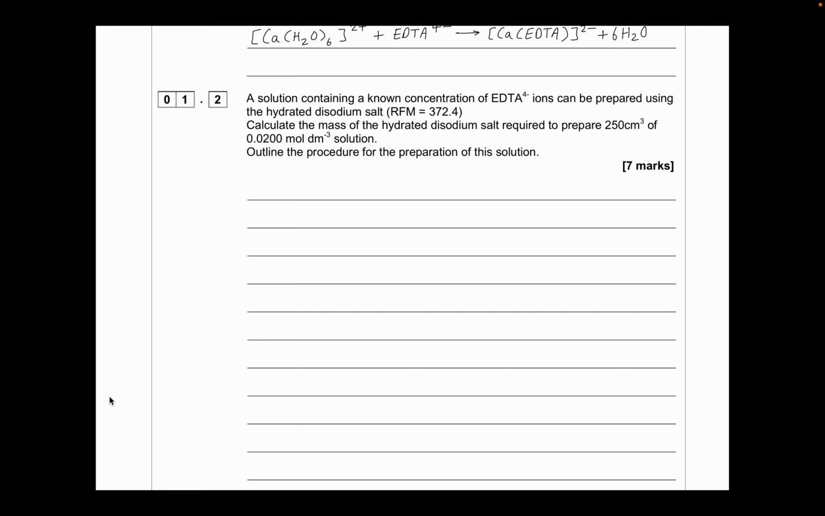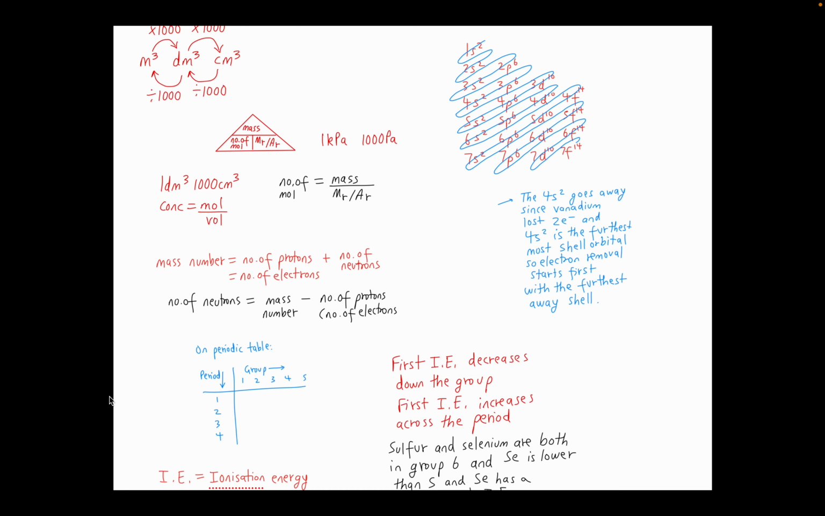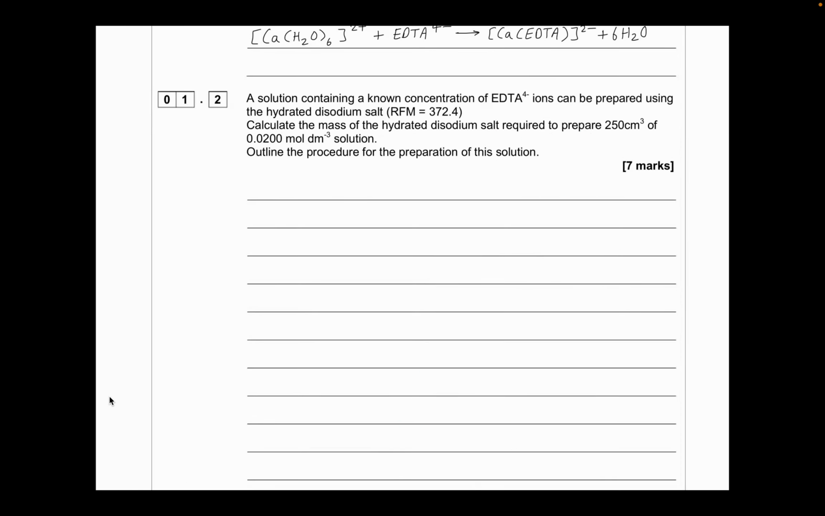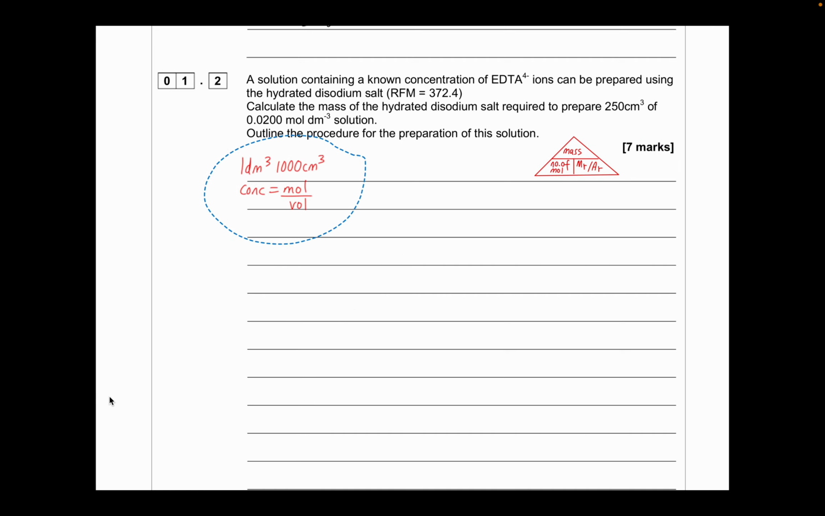we know some of the formulas for this. We're given the concentration and we're given the volume. So what we can do is calculate the moles of the solid in this case. By the way, RFM, I'm assuming, is the relative formula mass of the hydrated disodium salt. So using the formulas here, we have this triangle showing us how the moles, mass, and Mr are connected, and we have the formula for concentration, which is moles divided by volume. So first of all, we have to calculate the moles of the solid.